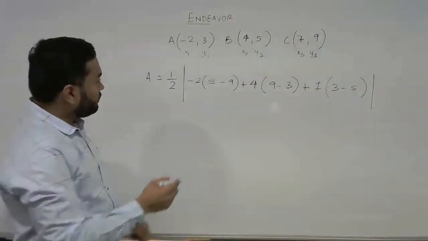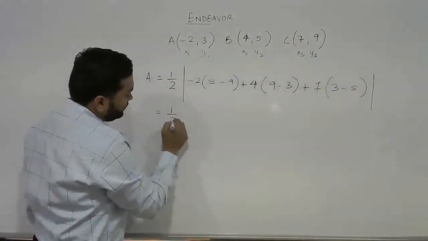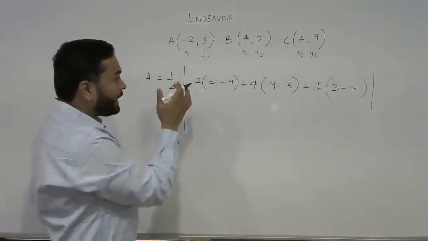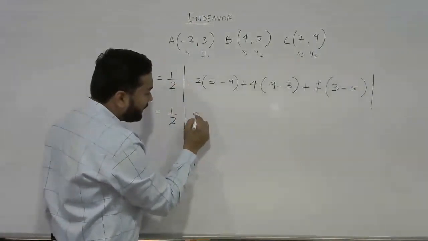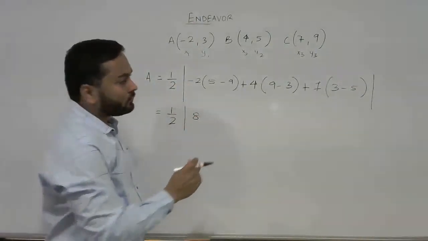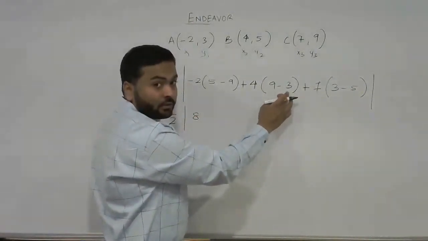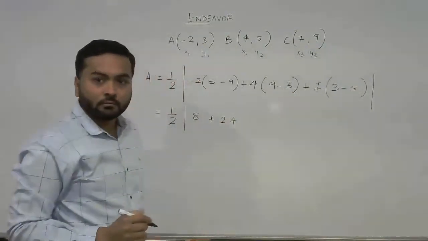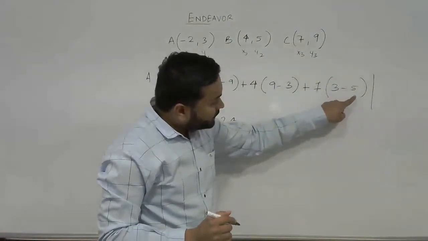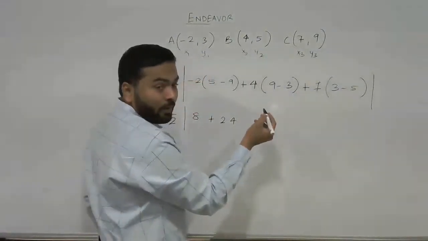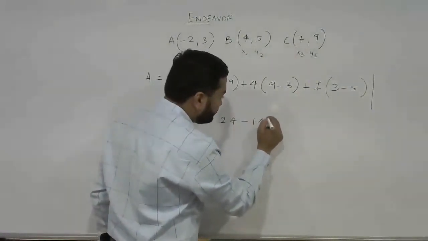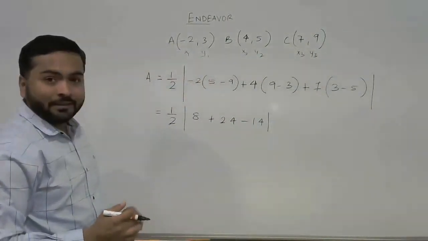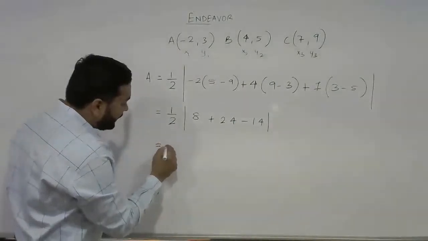Okay. So now let's simplify this. 5 minus 9 is minus 4, and minus 4 into minus 2 is plus 8. 9 minus 3 is 6, 6 4s are 24. And 3 minus 5 is minus 2. 7 into minus 2 is minus 14. So 24 minus 14 is 10. 10 plus 8 is 18, and half of 18 is 9.